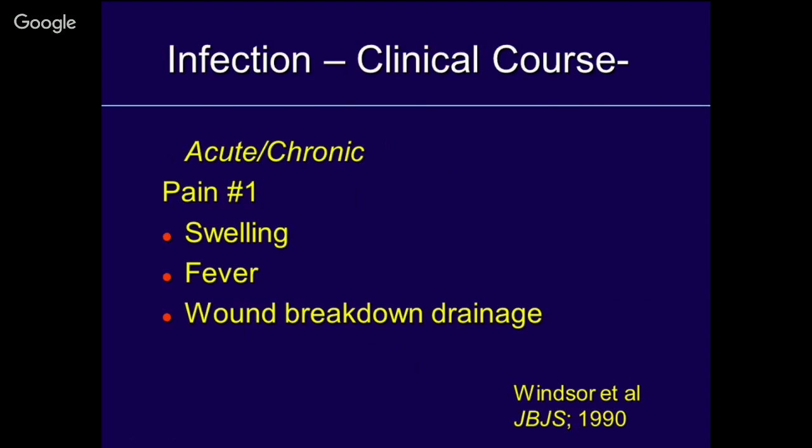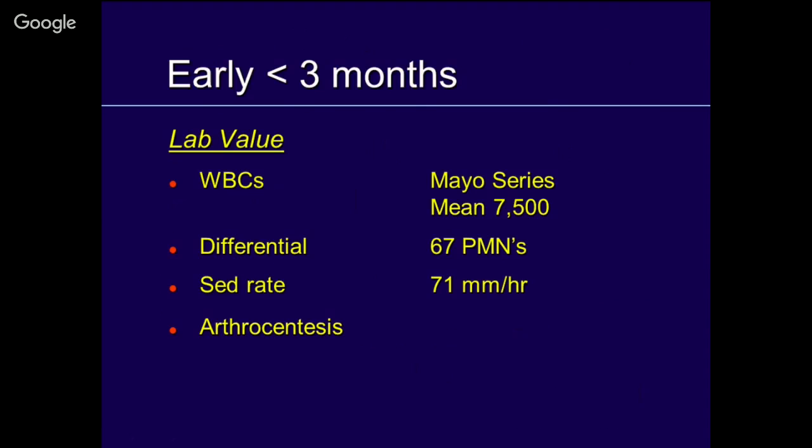So the infection clinical course may be acute or chronic, presenting generally with pain. It is then associated with swelling, fever, wound breakdown, and drainage. In infection less than 3 months after the hip implantation, the ESR will be raised to 71 millimeters, and the differential count will be 67.7% polymorphonuclear cells. We have to do arthrocentesis there.